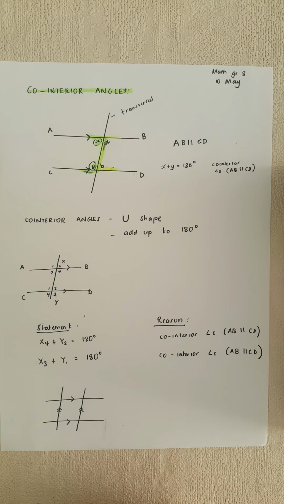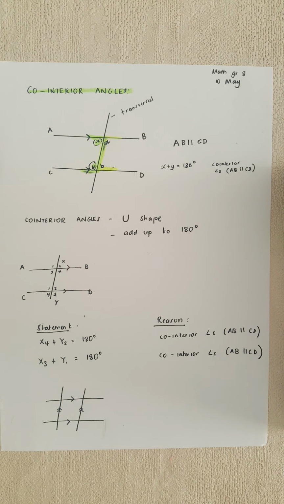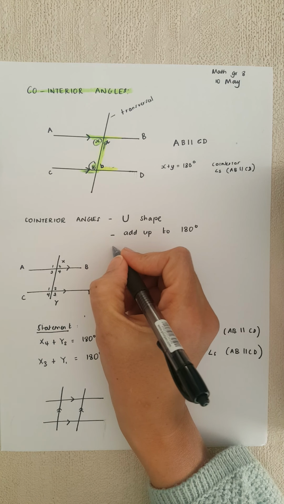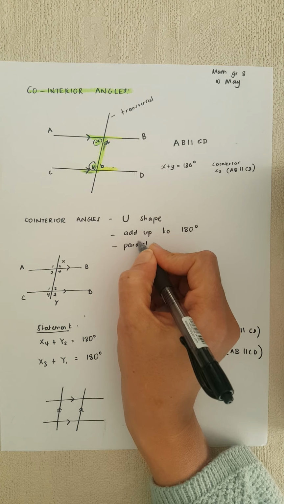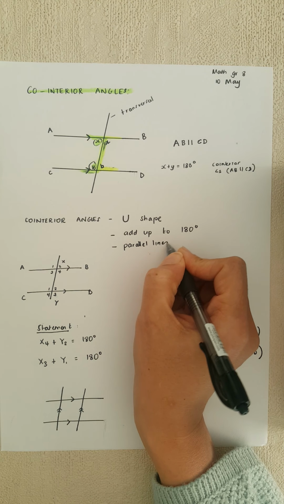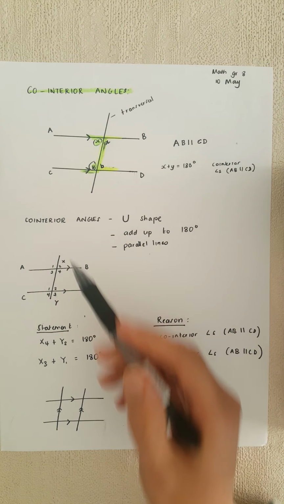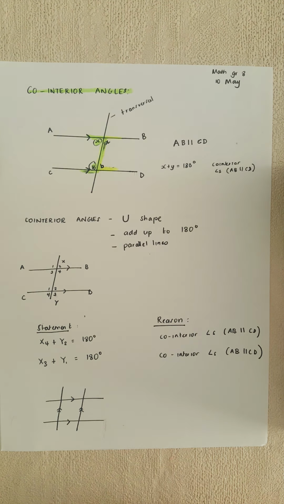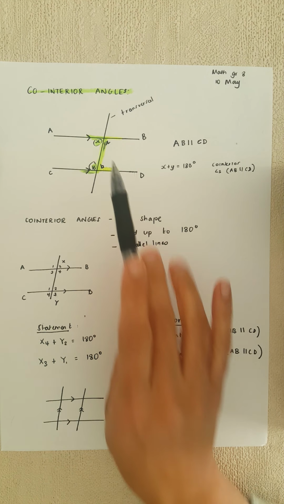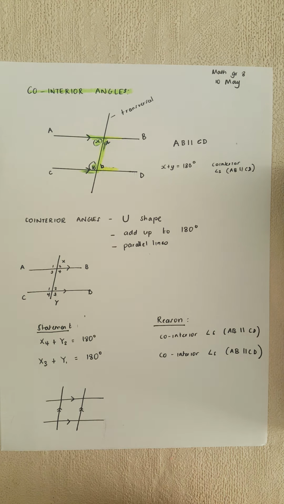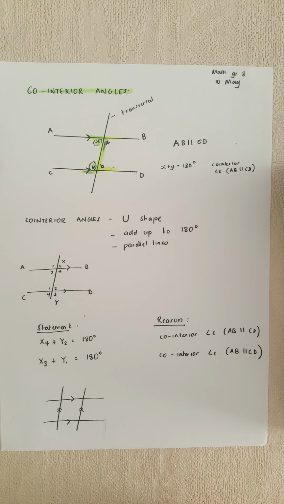So we need to learn it in this way. What am I looking for when I look for co-interior angles? I need to have parallel lines, and I also have a transversal cutting the parallel lines. I'm looking for a U shape. Where's my U shape in this diagram? That's my U shape and that's my U shape. When you get used to it, you'll be able to spot it without drawing the U. And what is the rule about co-interior angles?